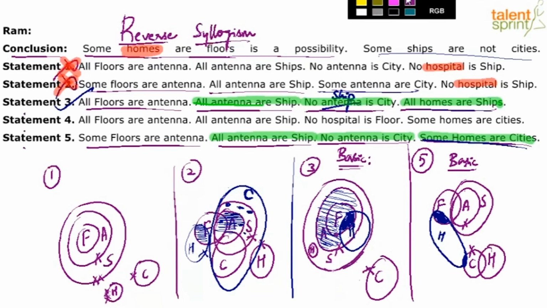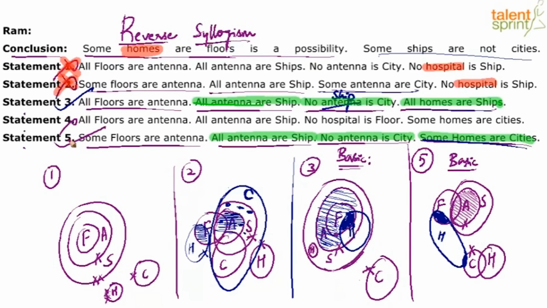Which ships will not be cities? These ships which are antennas will not be cities, because definitely there are antennas inside ships and antennas cannot be cities. So we can say some ships are not cities. So the fifth one also satisfies, interestingly. The fourth one I have not verified. I hope it doesn't follow.